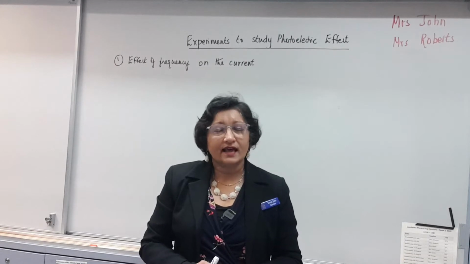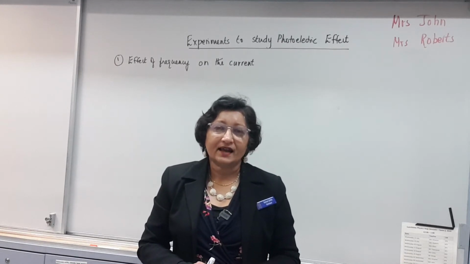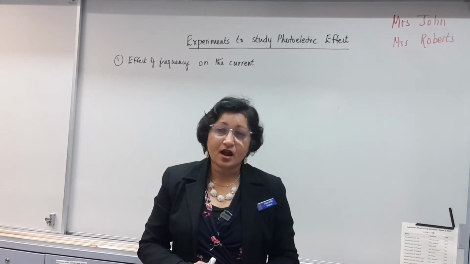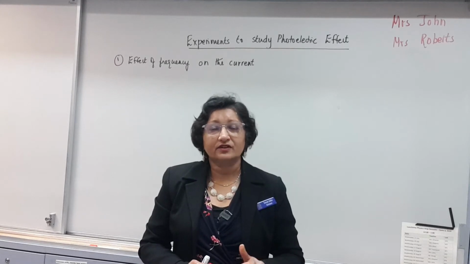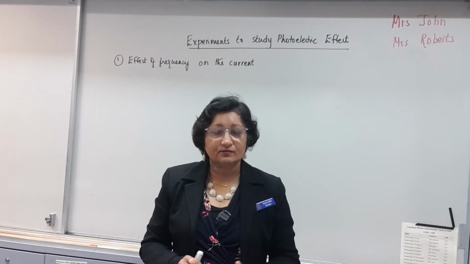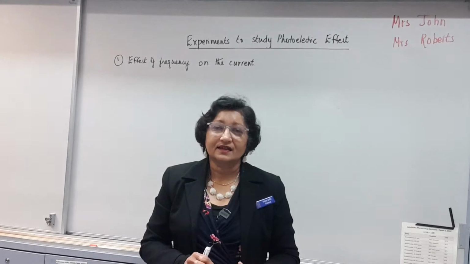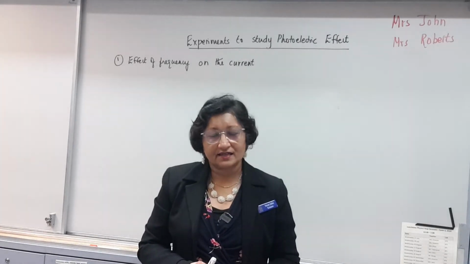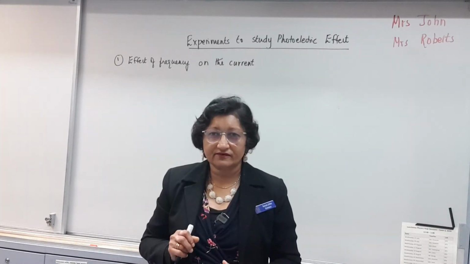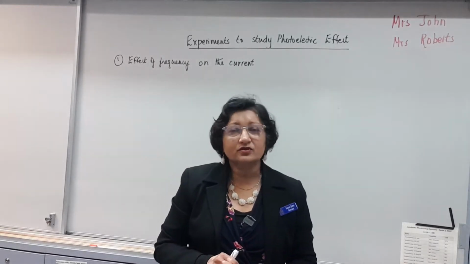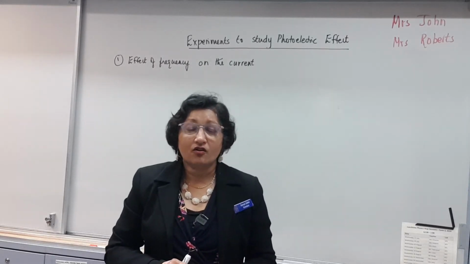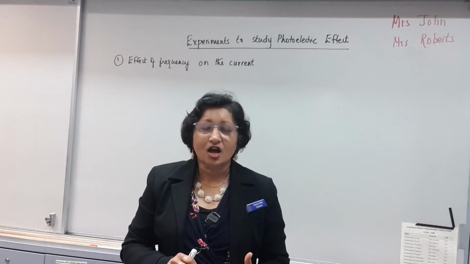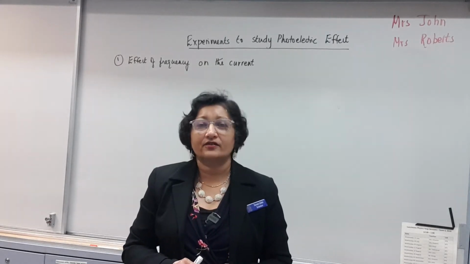And they found that for low frequencies, like colors like red, there was no current. However, when the frequency got higher, that is towards the blue end of the spectrum, the instant light hit the emitter plate, there was a current. So that was the first one. The next one was to study the effect of frequency and intensity on the size of the current.